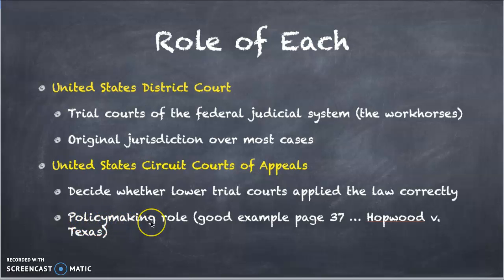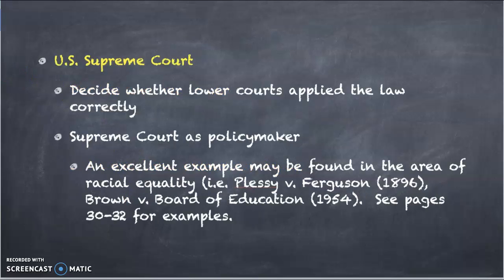So they do have a significant policy-making role, right? And they also have an error correction role. They make sure that the lower courts apply the law correctly, and that's oftentimes the basis for the appeals. The Supreme Court, again, decides whether lower courts apply the law correctly, and then, of course, the Supreme Court is a significant policymaker. An excellent example may be found in the area of racial equality, Plessy v. Ferguson, Brown v. Board of Education.